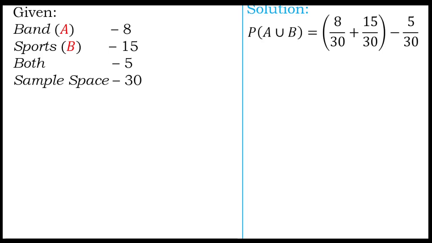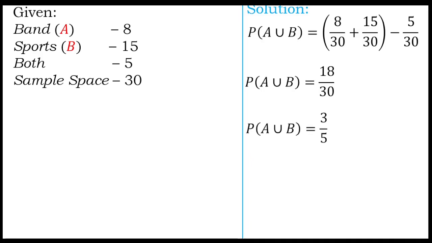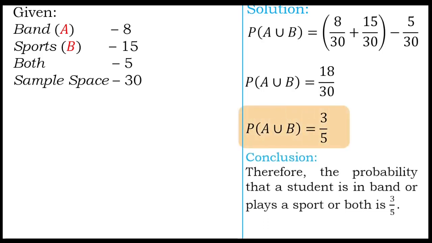Okay? Now, 8 plus 15, that is 23, minus 5, that is 18. Therefore, the probability of the union of the two events is equal to 18 over 30. Now, simplifying this, we have now 3 over 5. Therefore, the probability that a student is in band or plays a sport or both is 3 over 5.